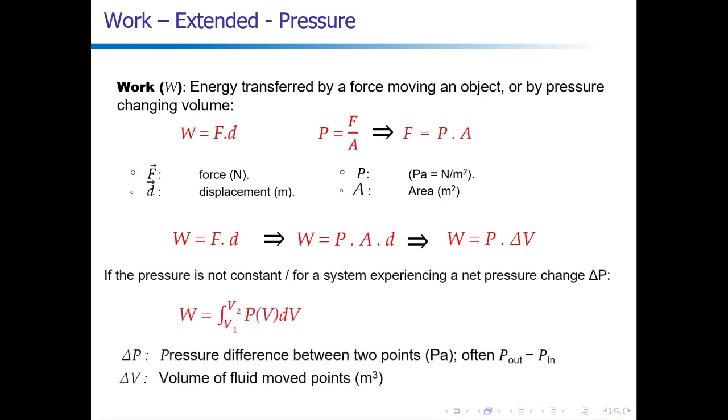But if pressure isn't constant, like in compressible gases or expanding steam, we use an integral to account for how pressure changes with volume. In some cases, if we just want an estimate for a system with an average pressure change, we can use work equals delta P times delta V, where delta P is the difference between outlet and inlet pressure, and delta V is the volume of fluid moved.